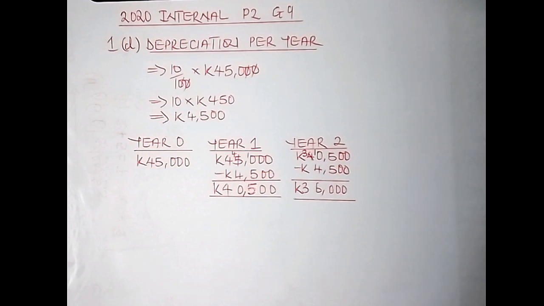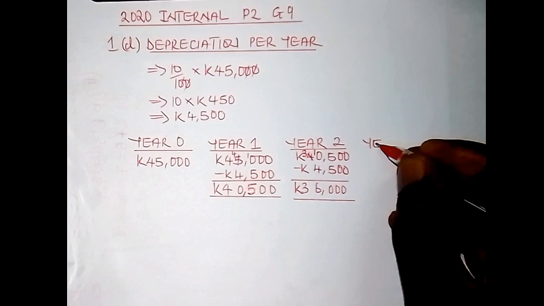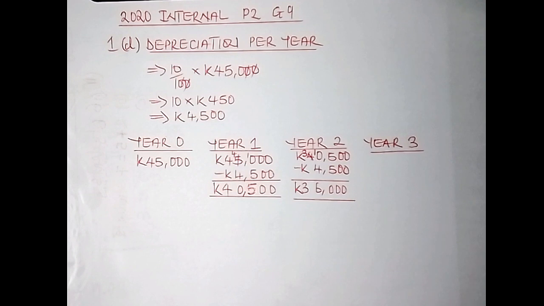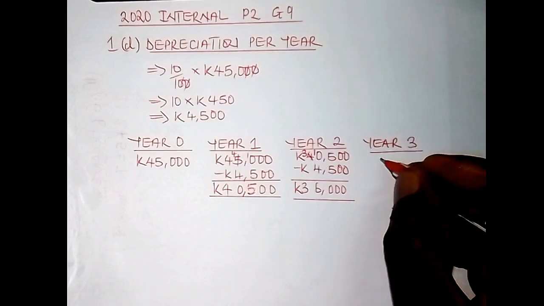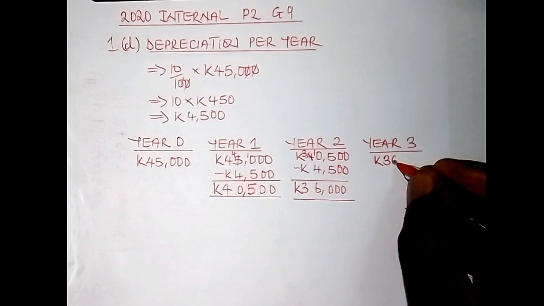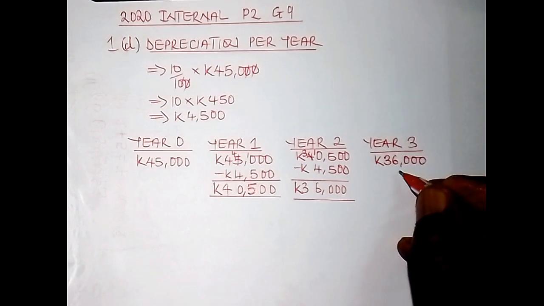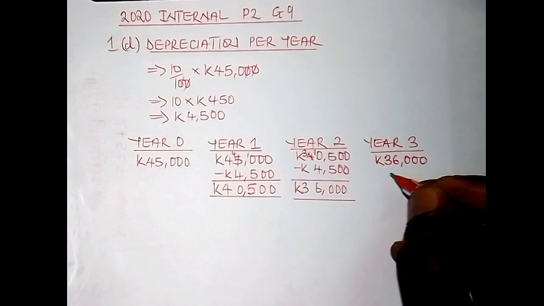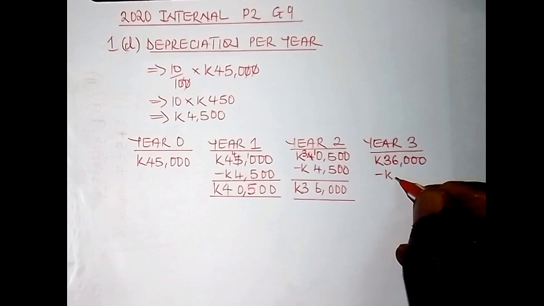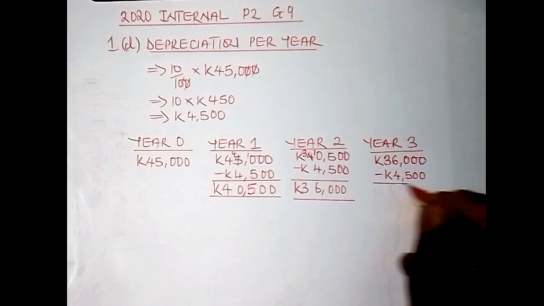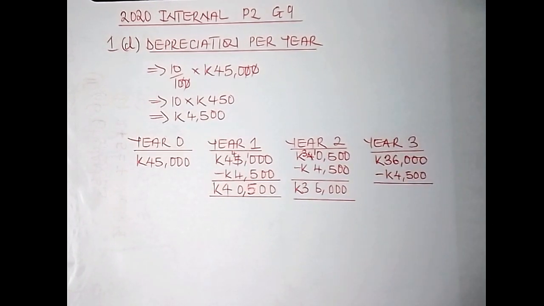So we now go to year 3. The value of the vehicle at the start of the year will be 36,000. We want now to calculate the value of the vehicle at the end of the year. So it will lose 10% of the original cost, which is 4,500. So what is this difference?